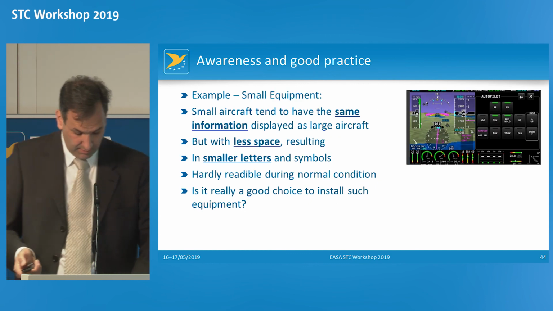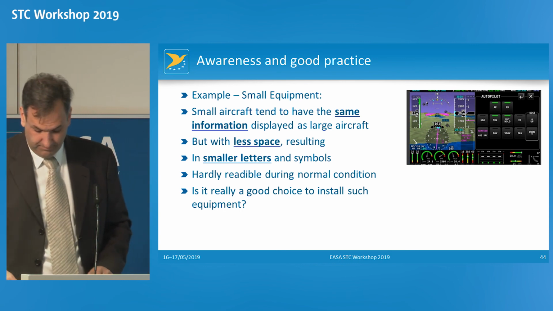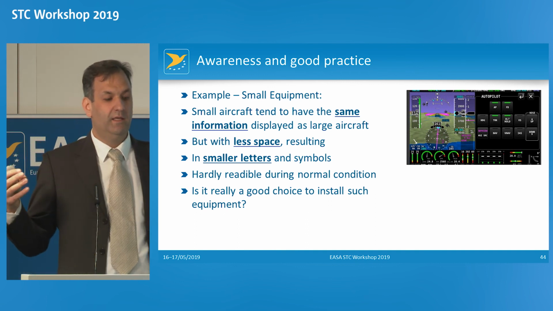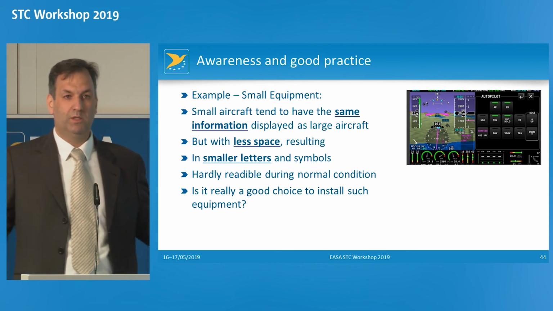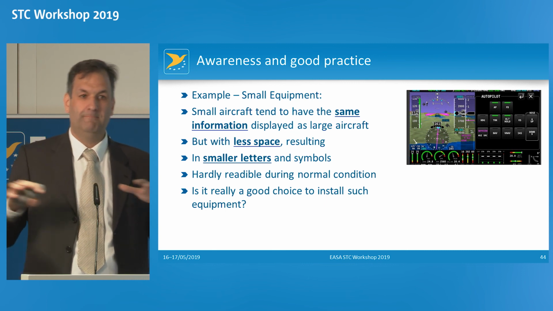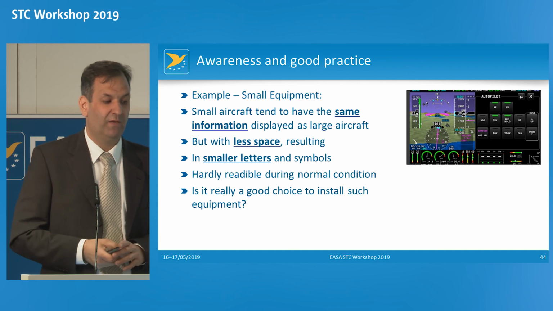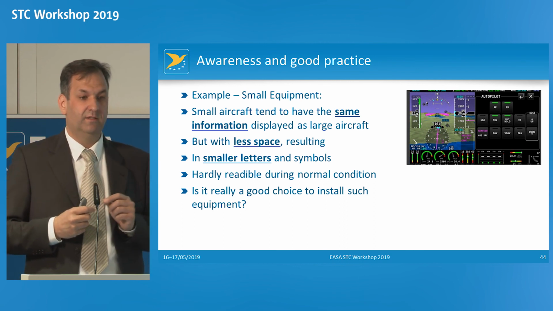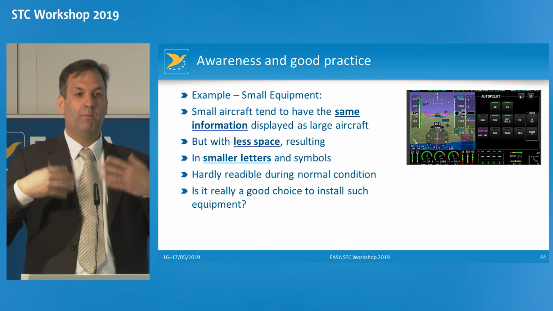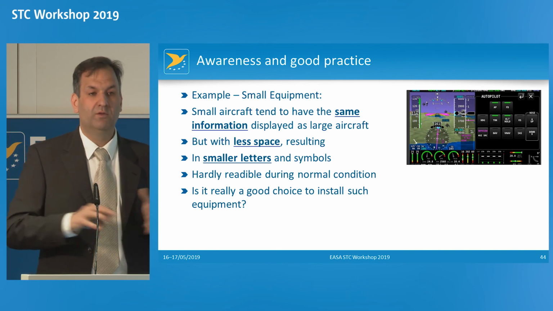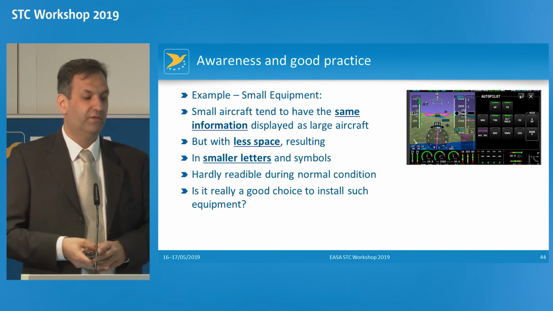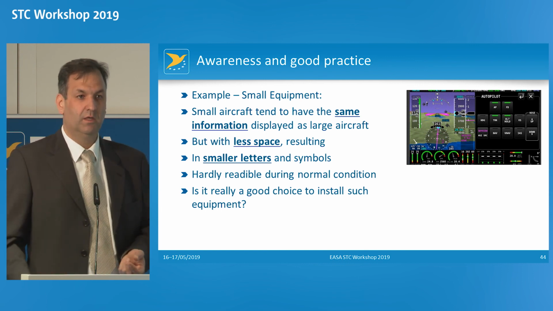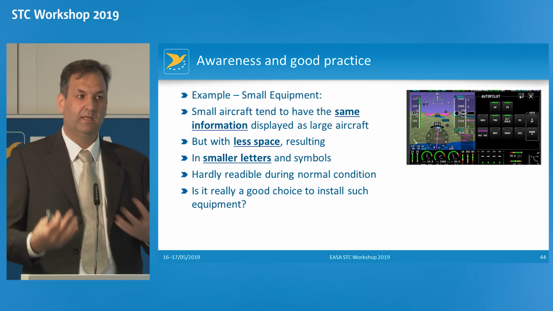So this is my last one, I guess. It's regarding small aircraft. All these CS-23 aircraft tend to have the same information displayed as on the big ones, except that the panel is much smaller, so you have less space. So if you have less space, what are you doing? You're downsizing. If you're downsizing, the letters and symbols get smaller and smaller because you have to bring up more of them. And when you're flying with this aircraft, you can't read anything on it because of panel vibrations and all this stuff. So is it really a good idea to install such a system? Wouldn't it be better to convince your customer that he should invest in something he can really take a benefit out of?